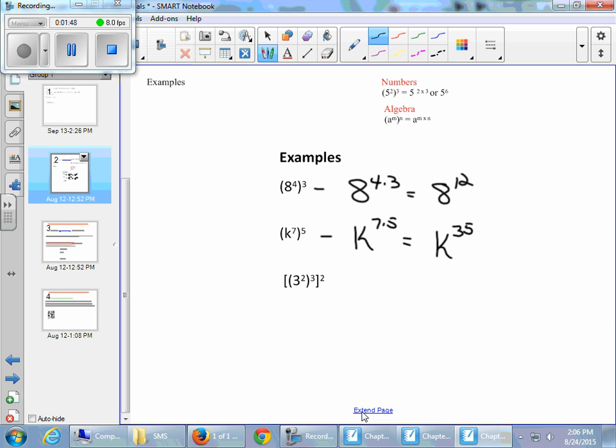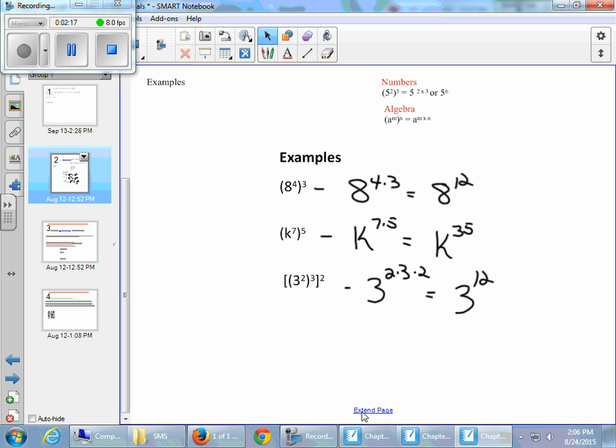Now we're going to look at one more example. Now we have 3 to the second inside parentheses to the third power, and that's in brackets, all to the second power. So we added one more factor. What do we do? Same thing. We have our 3 as our base. We take our 2 times 3, and we're going to multiply that times 2. We keep our base 3. 2 times 3 is 6, times 2 is 12. And that's all there is to it.